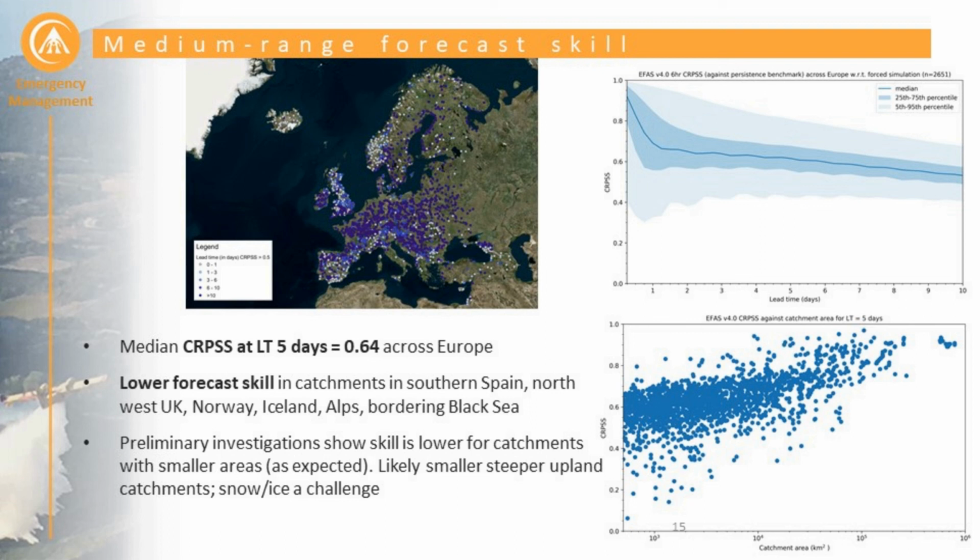These types of skill investigations are just underway. We're having a look as we understand the performance of EFAS 4. It looks like very small catchments that are upland and steep, and also catchments with snow and ice, are a particular challenge. These are things that we need to understand and use as forecasters using the system every day. It will be excellent to get your feedback as we go through the trial period and onto the early use of this, so we can start to diagnose problems for the future. So that's the results for the model and the forecast skill.